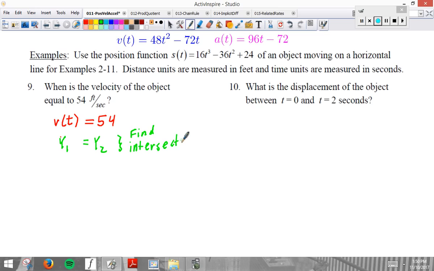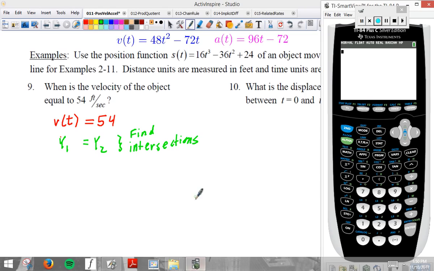That's usually the easiest way for students to do this. So here's my little emulator. I'm going to go to the y equals menu. I have a nice color calculator today. I'm going to plug in 48x squared. I know it says t, but the calculator doesn't really care. In this mode, we have to use x. It's just the human label. Minus 72x.